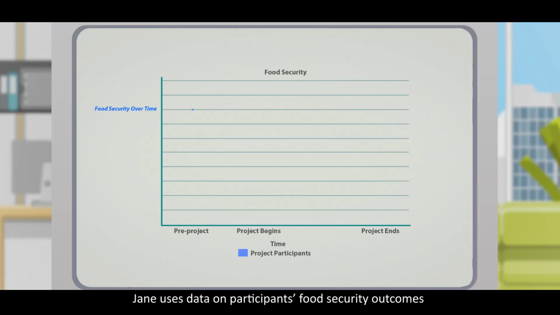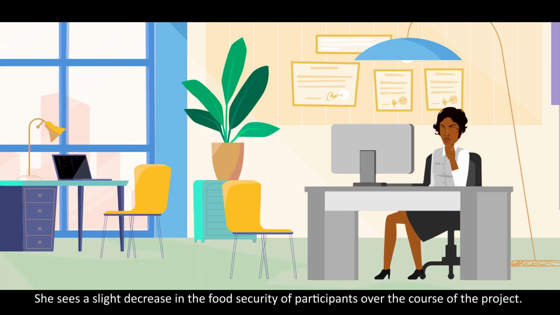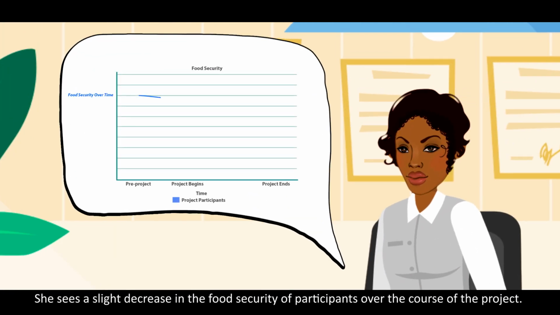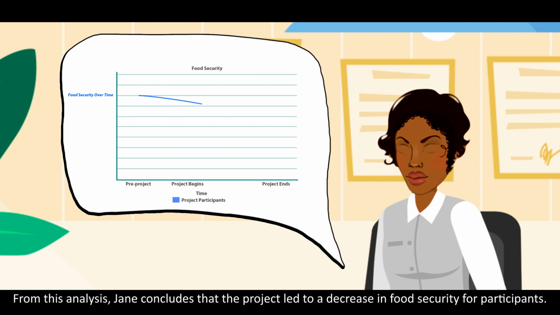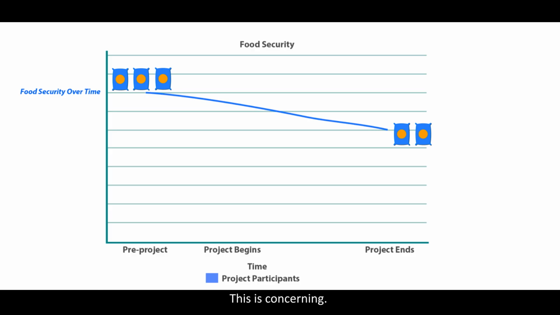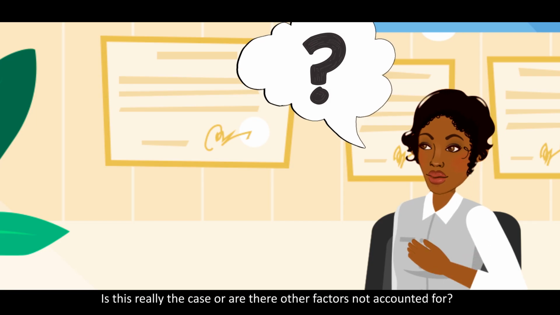Jane uses data on participants' food security outcomes collected before the project started and compares it to their outcomes 1 year later. She sees a slight decrease in the food security of participants over the course of the project. From this analysis, Jane concludes that the project led to a decrease in food security for participants. This is concerning. Is this really the case, or are there other factors not accounted for?